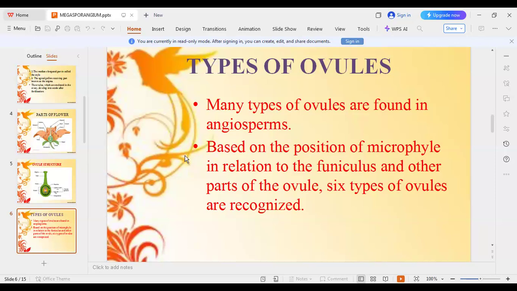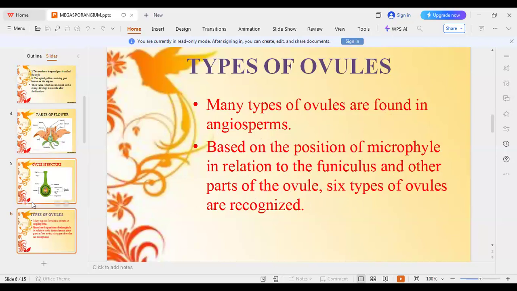This is the types of ovules, which is very, very important. After the structure and development of the female gametophyte, we come to the types of ovules. In angiosperms, on the basis of the relative position of the micropyle, chalaza, and funiculus, mature ovules can be categorized into six types. Many types of ovules are found in angiosperms based on the position of the micropyle in relation to the funiculus and other parts of the ovule.